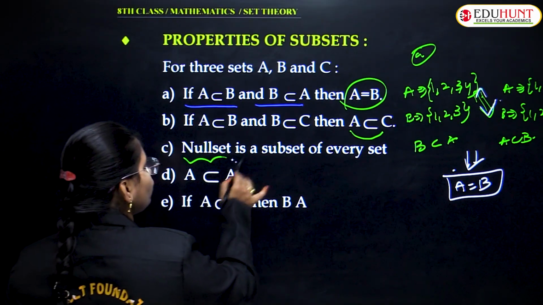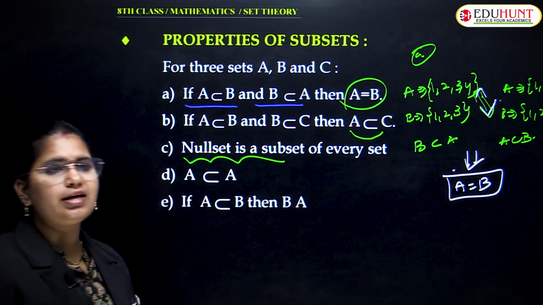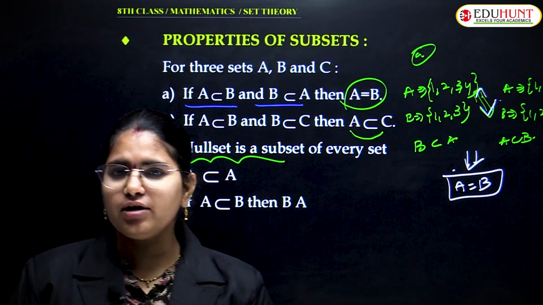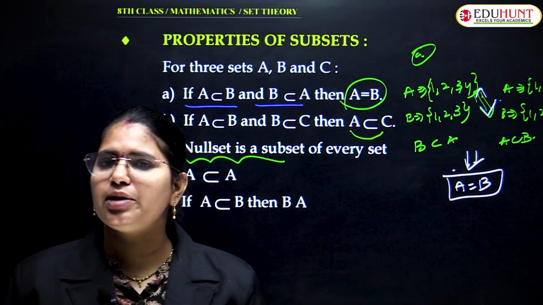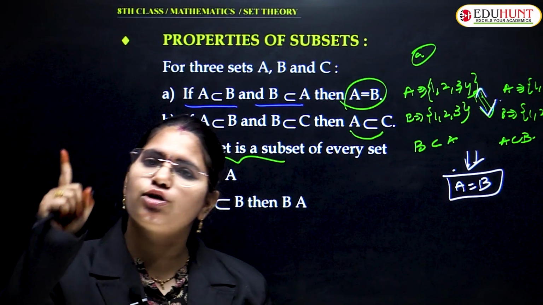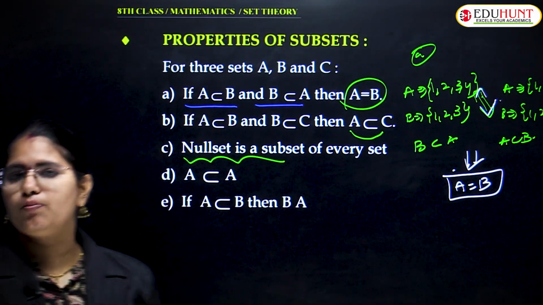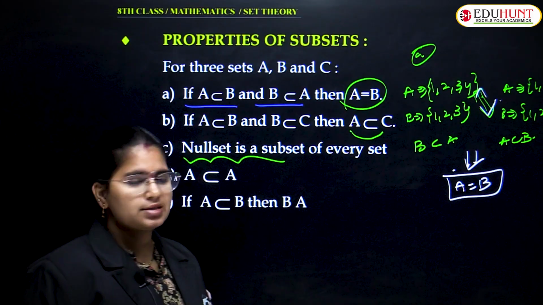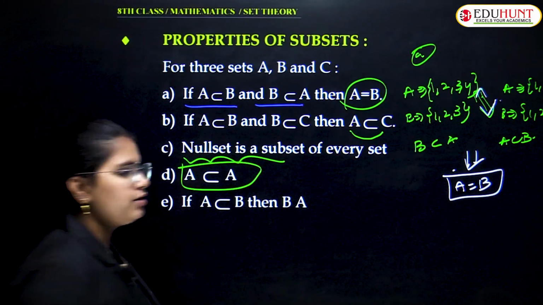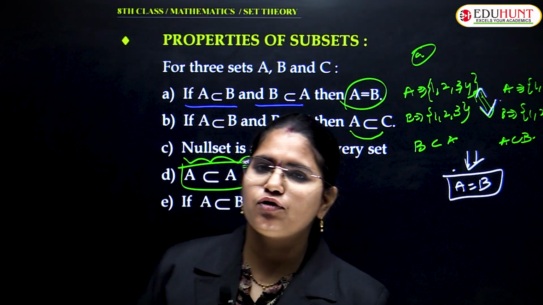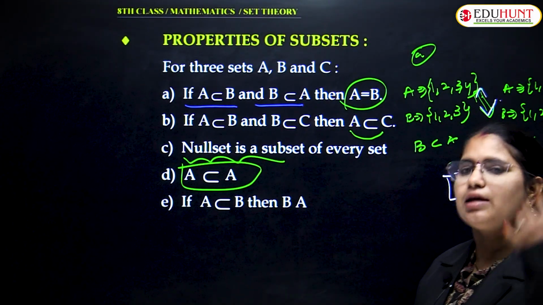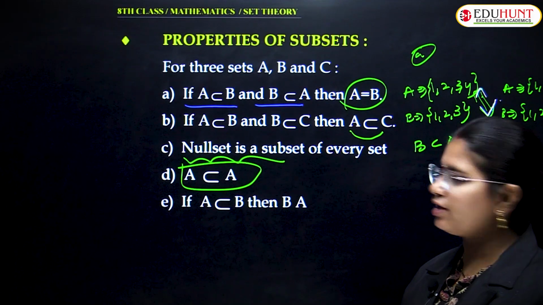Next, as I have told you, in every set, the null set is a subset of every set, because in the null set no element will be there. So that will obviously be a subset of every set. This is the most important property of subsets. Next one, the reflexive property. So what I have told you: every set is itself a subset, correct?